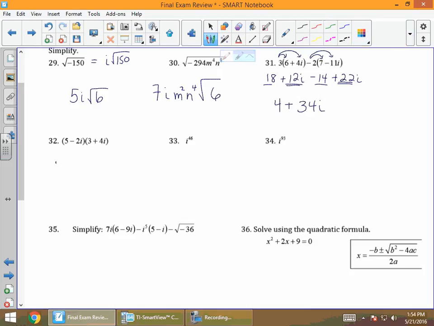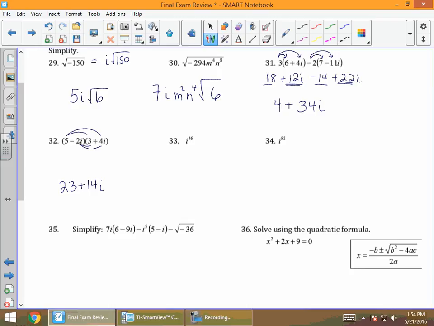So this is 23 plus 14i. Again, if you needed to do that one out long ways, this would be a FOIL problem. So you would go through and FOIL this stuff out, remembering that i squared is equal to -1.